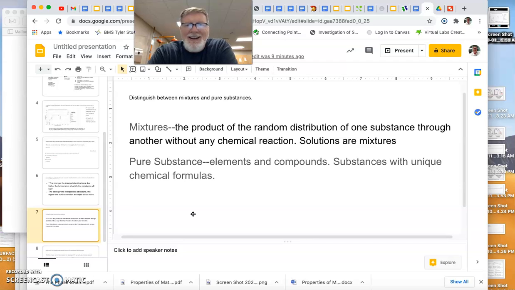You still chemically have salt, sodium chloride, and you have water, and you could separate those and study each of them. A pure substance, however, does not have multiple things. Examples of pure substances are elements and compounds. And these all have unique chemical formulas.